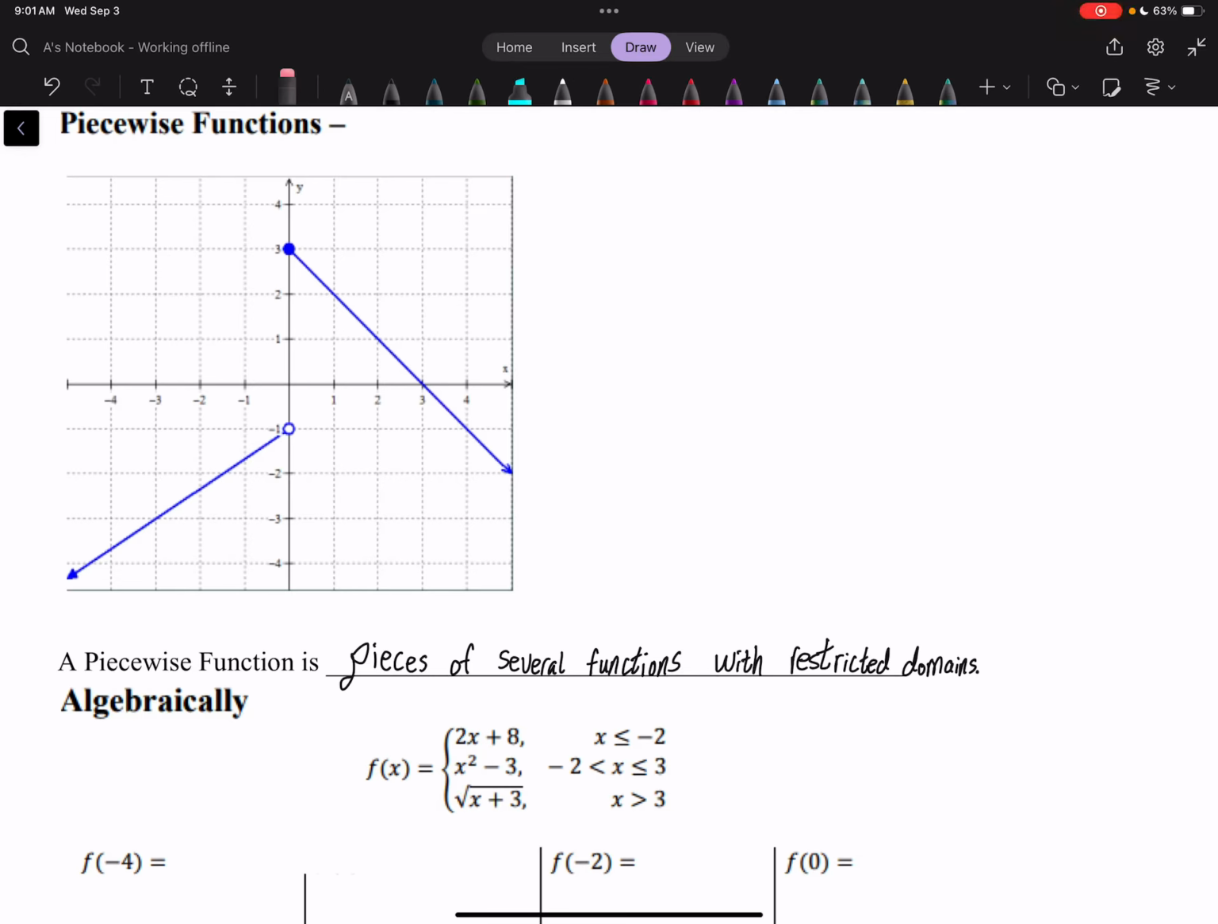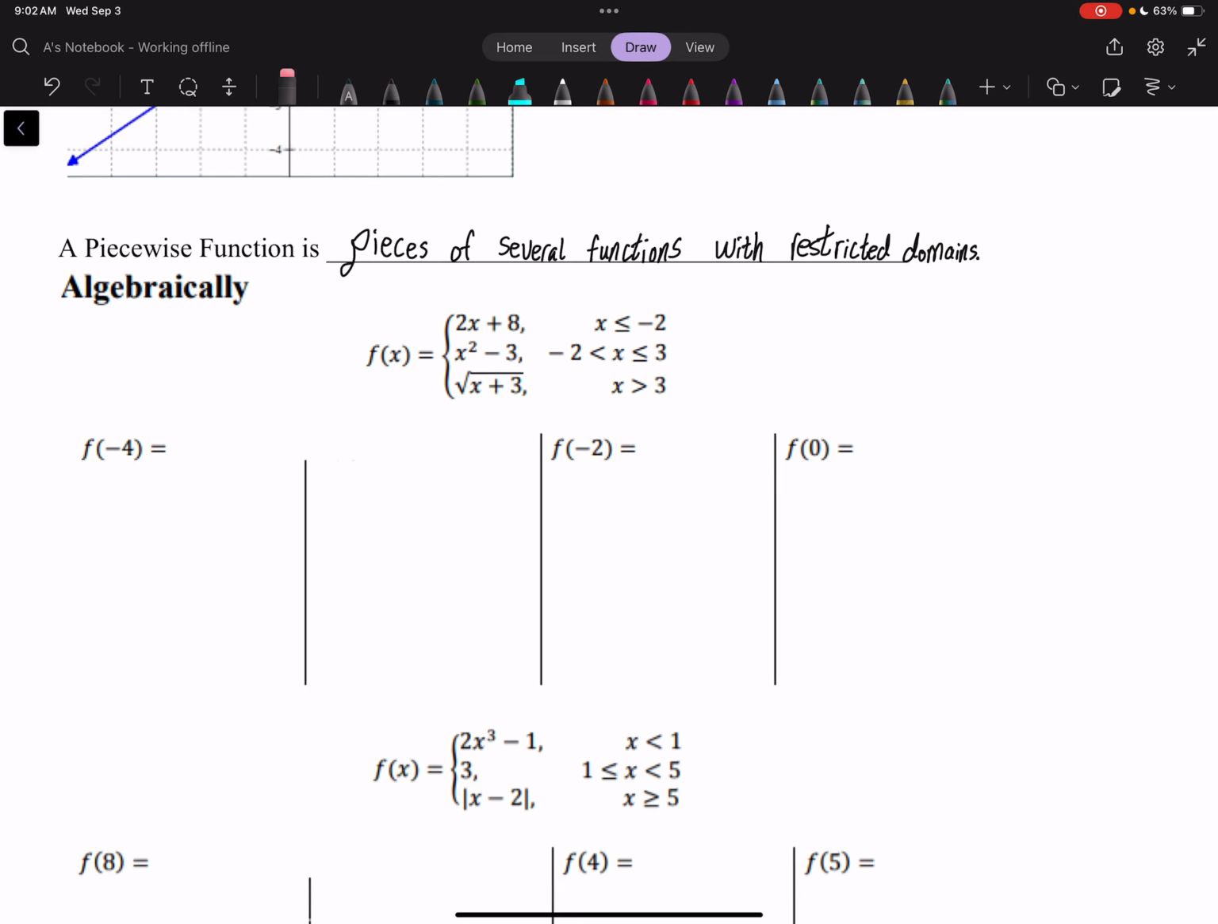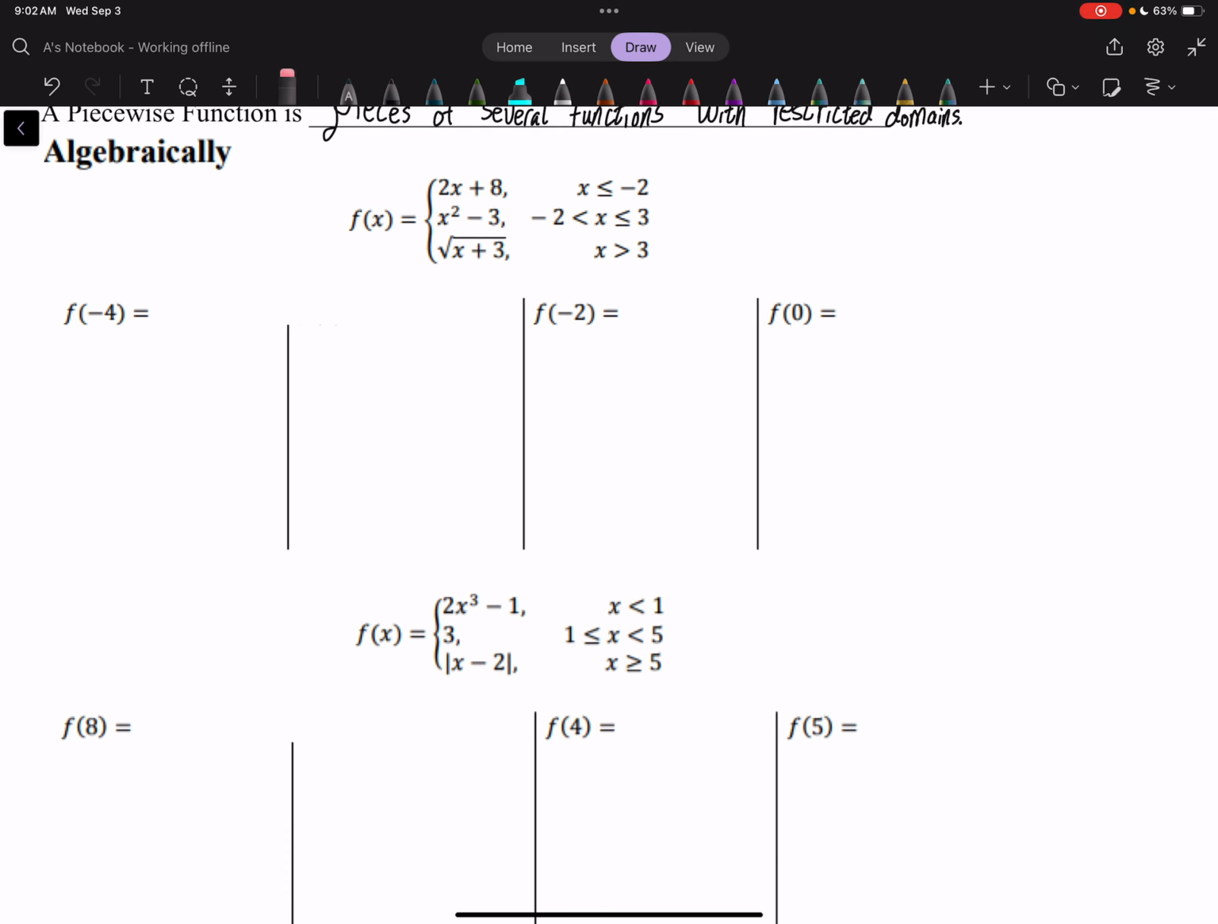Good day. Today we're going to be talking about an introduction to piecewise functions. A piecewise function is several pieces of different functions with restricted domains on the same graph. Now we're going to look at this mainly algebraically today. This is just an introduction, and then later we will talk in depth about graphing.